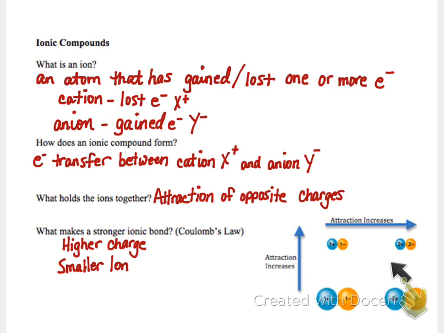So looking at these four bonds, this one up here, because it has 2s and it's small, is going to be the strongest. And this one down here, because the charges are lower numbers and the ions are bigger, is going to be the weakest. Strongest and weakest. And we would not compare these two because there are different things happening. So it's an overall trend: small ions, higher numbers, stronger bond.